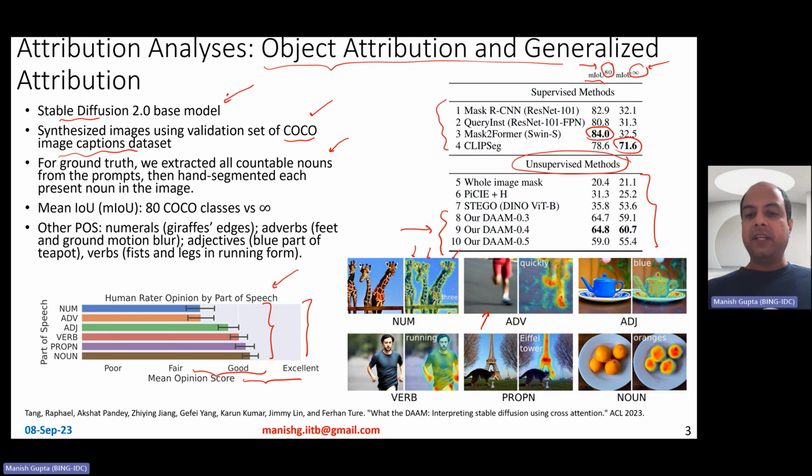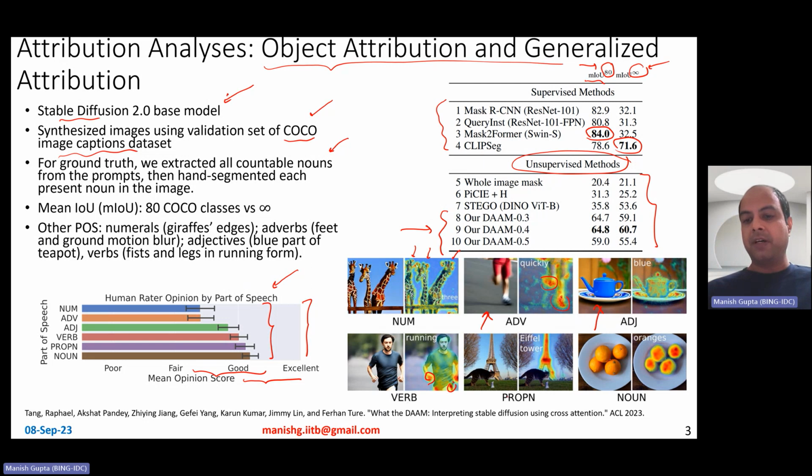Similarly, for this particular query, it is an adverb-based query, quickly. And as you see for the word quickly, essentially, the feet and the ground motion blur are being highlighted, which is actually the right notion to denote quickly. Blue, again, in this original image, the teacup is blue and therefore that teacup is highlighted. Running, if you look at running, well, the fists and the legs which are involved in running are highlighted.